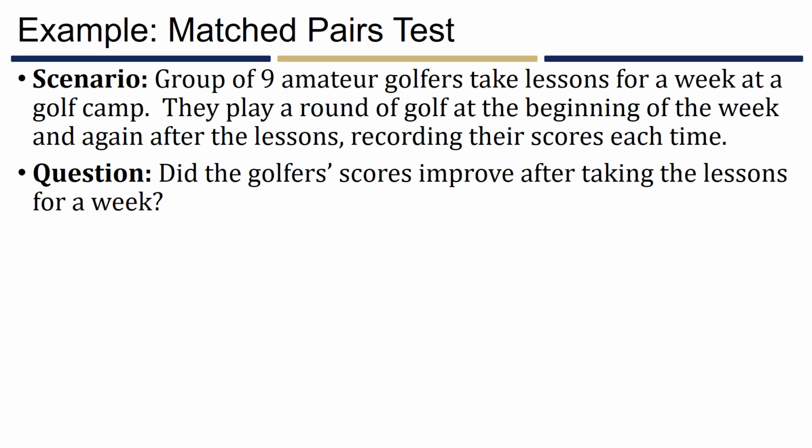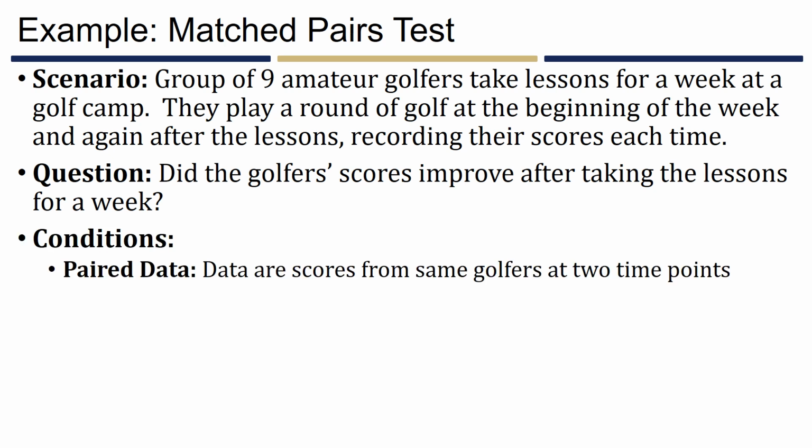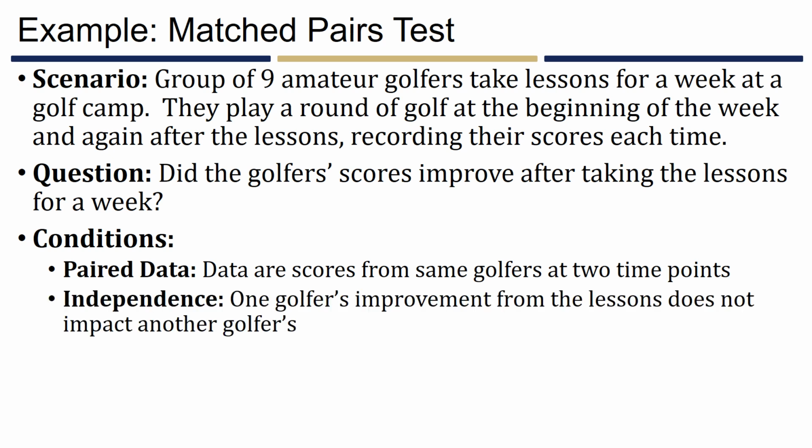So working through the rest of the test, we have to first look at the conditions. We know that we have paired data. The data contains scores from the same set of 9 golfers at 2 different time points. We know that we have independence. One golfer's improvement from the lessons is probably not going to impact another golfer's improvement.